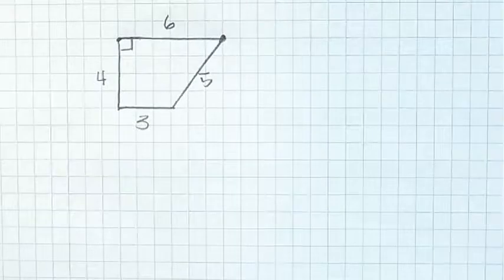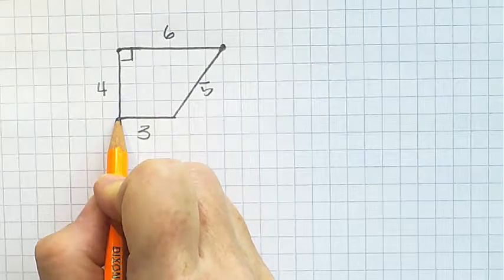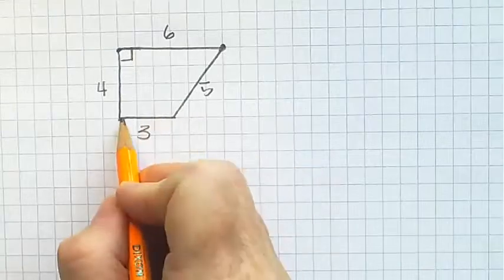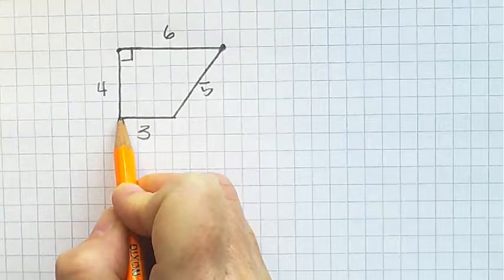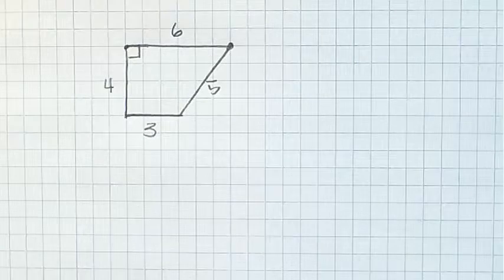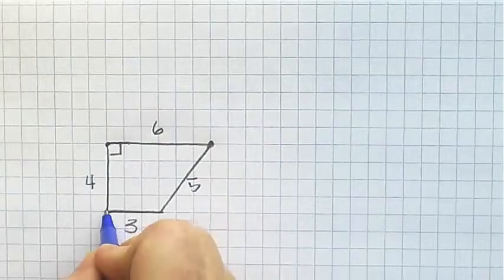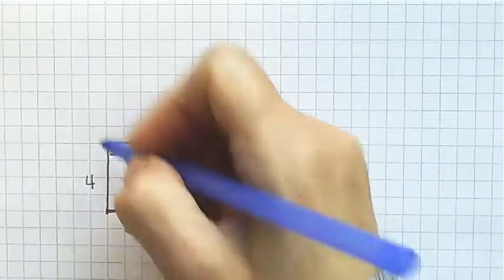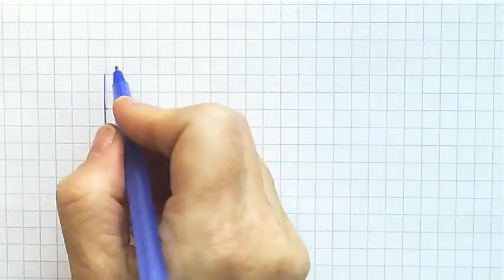is 5. So it said to enlarge it using a scale factor of 2. It doesn't say where the center of dilation is, so I'm just going to use this point as the center of dilation. If I do a scale factor of 2, this would change from 3 to 6. This would change from 4 to 8. This would change from 6 to 12.